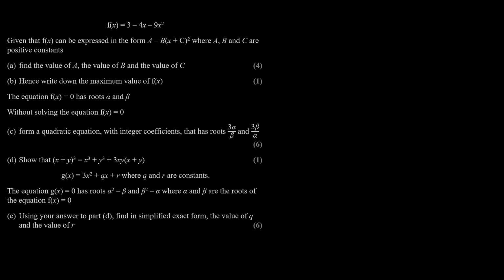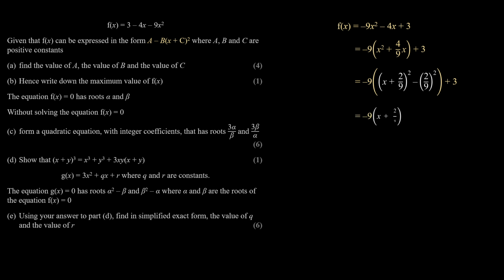In this problem, to write f of x in the given form, we rearrange the function in descending powers of x. Then factor out -9 from the first two terms. Half of the coefficient of x is 2 over 9, and the expression in the bracket can be written as x plus 2 over 9 squared minus 2 over 9 squared.